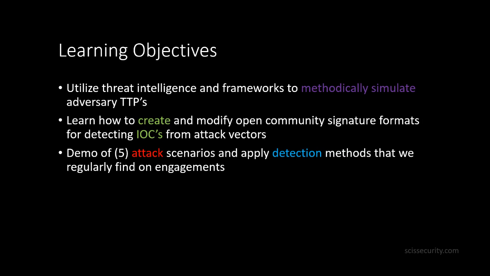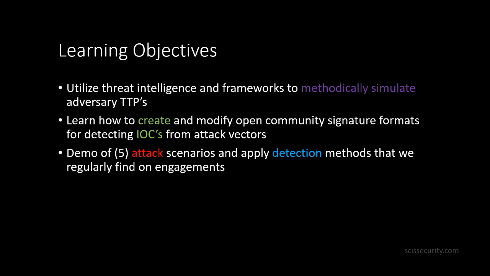So our learning objectives I mentioned a little bit earlier and alluded to is that we're going to use threat intel and frameworks to methodologically create a simulation for adversaries, specifically their TTPs. We're also going to learn how to create and modify open community signature formats. So IOCs, Snort, Suricata, Sigma come to mind. So we're going to create these that are available for sharing and easy ingestion into your security tools.